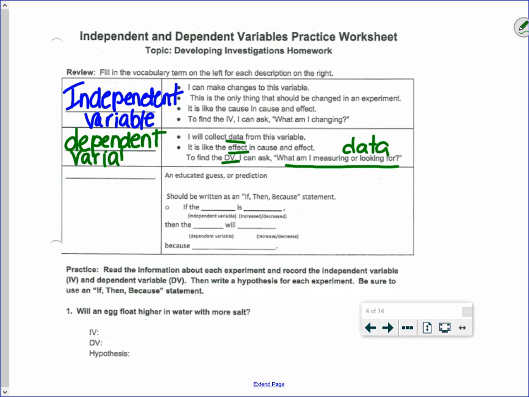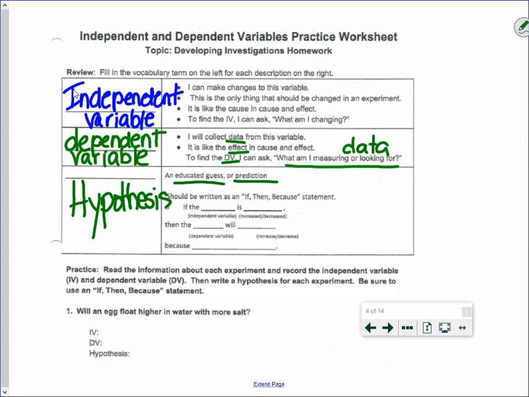An educated guess or prediction. I hate educated guess. But we have to predict. So when you predict, you are going to guess what's going to happen. It should be written with an if. If the blank, then the blank will do what? So it's an if-then statement. So this is your prediction. This is your inference. This is what you think is going to happen in the experiment. This is how you write your hypothesis.